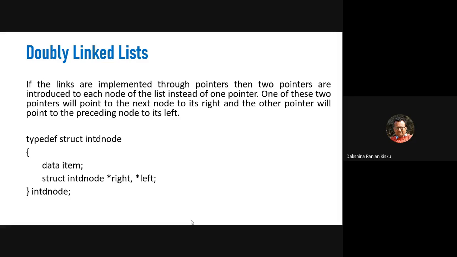One is called the right link part, another is called the left link part. That means with each node, we will have two pointers. One is the right pointer and the other is the left pointer. Left pointer will point to the previous node. Right pointer will point to the forward node, or next node.